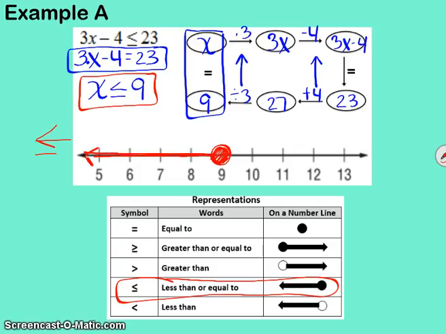But on your test, you're not going to be able to have the chart, so you're going to have to remember that. Create that arrow, and it'll make it a lot easier for you to remember.